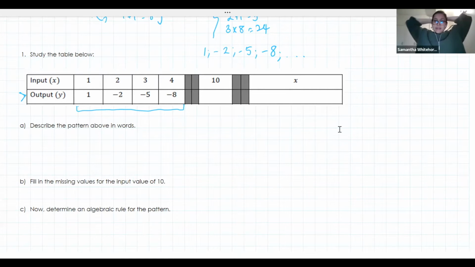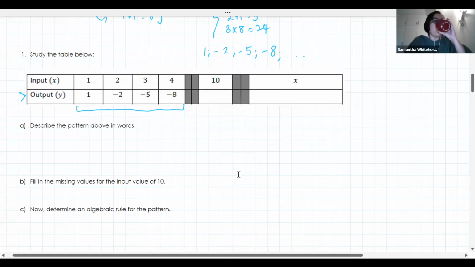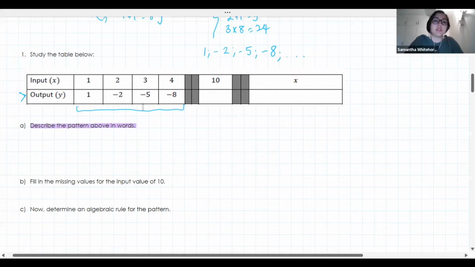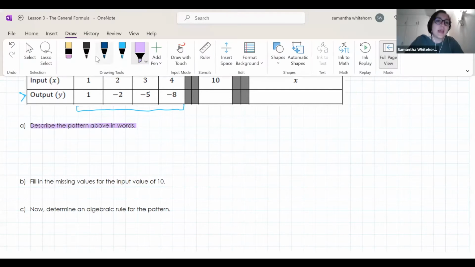Give you guys 10 seconds to have a look at your pattern and tell me what it is that you're doing to get from one to the next. So in the chat, I just want to know, what are you doing to get from one output value to the next output value? If you're a bit confused, what I'm asking you to do is answer this very first question. Describe the pattern. What is happening in this number pattern?